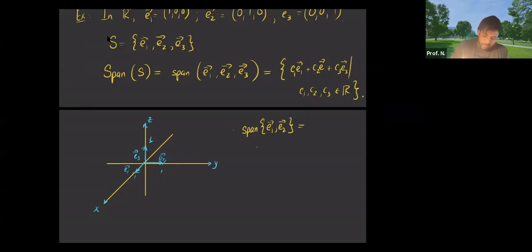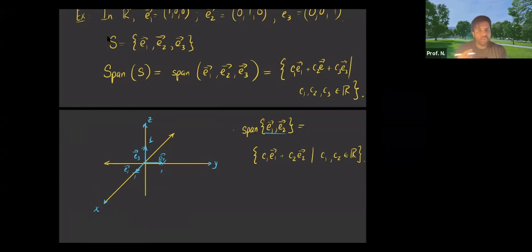Again, it's the set of what? C1, E1 plus C2, E2, where C1 and C2 are real numbers. It is also infinite, but can you describe to me geometrically what the span of these two vectors only are? What does it represent? And then hopefully you start to see what span actually means. The plane. That is right.